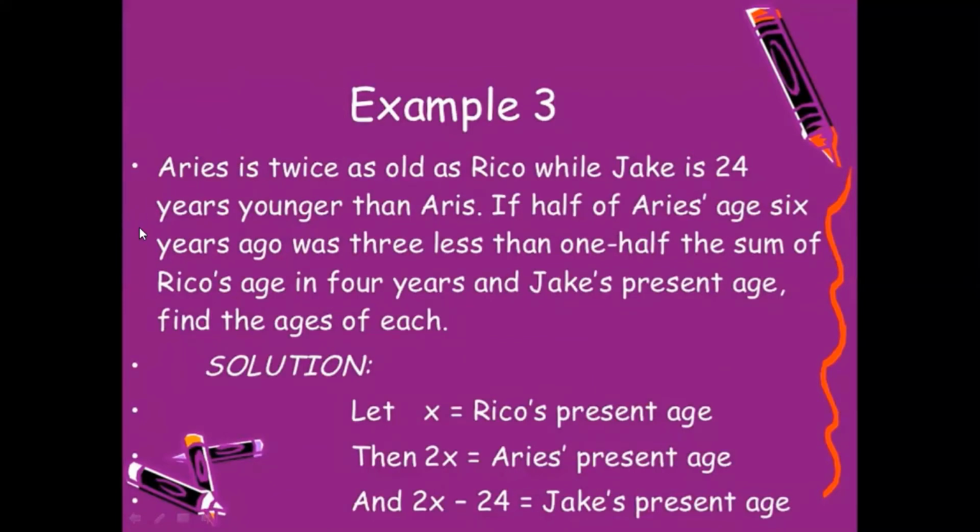Aries is twice as old as Rico, while Jake is 24 years younger than Aries. If half of Aries' age 6 years ago was three less than one half the sum of Rico's age in 4 years and Jake's present age, find the ages of each. Okay, now it's slightly tougher than the last two.